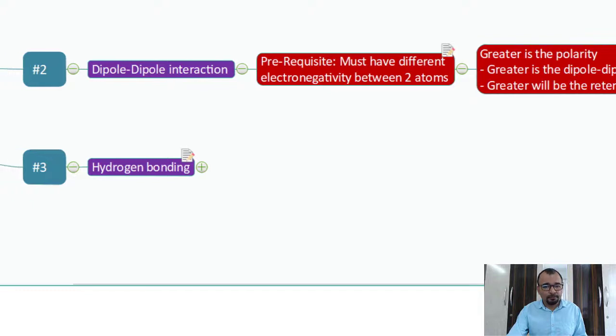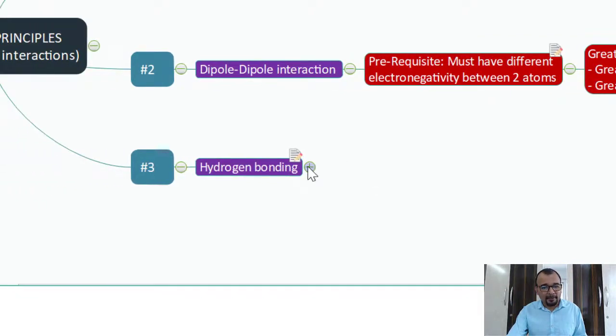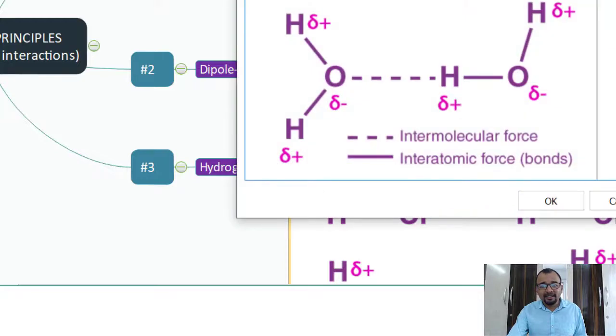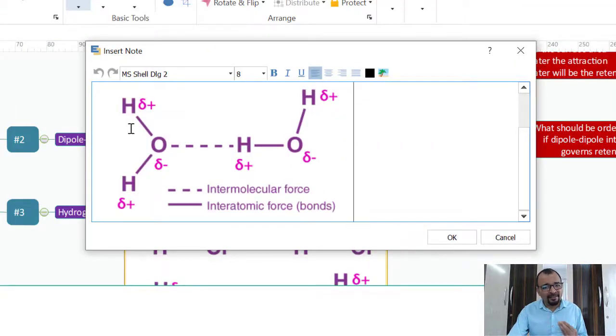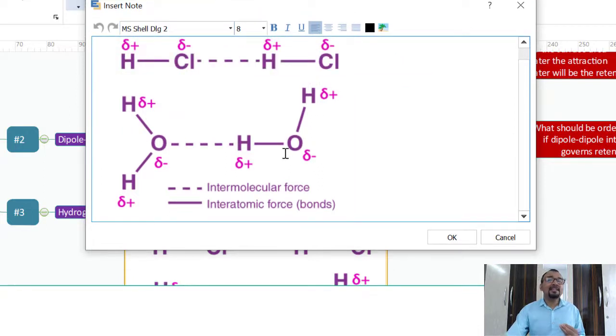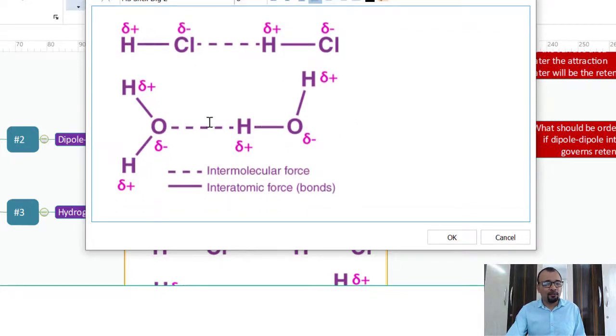The third one now is hydrogen bonding. Hydrogen bonding is again like the dipole-dipole interaction. The only difference is what? There is a necessity of an electronegative atom, but here the second atom is always going to be hydrogen. And that is called hydrogen bonding. It is again a kind of dipole-dipole interaction, but the only difference is that one atom is always going to be hydrogen, and you can see on the screen how the hydrogen bond can get formed.